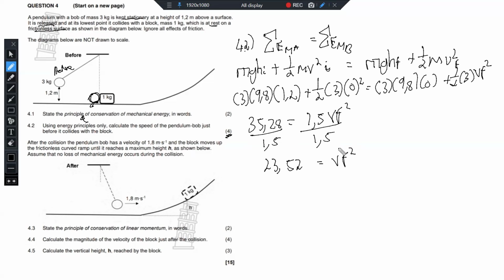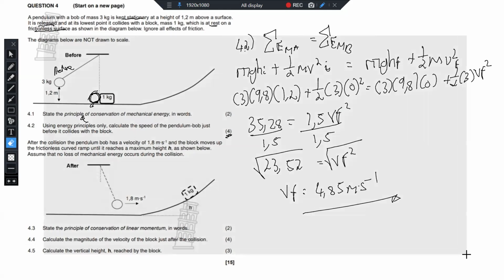Now we know that we are looking for VF, so we can square root both sides like this, and then our final velocity would have to be 4.85, right? So this is 4.85 meters per second. And then this is the velocity just before it hits the block there. Right, so makes sense.